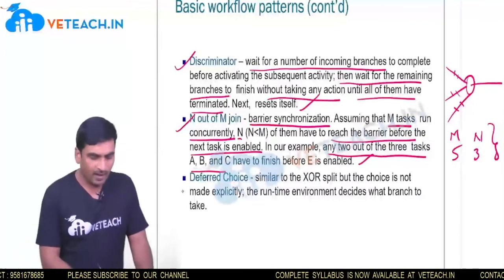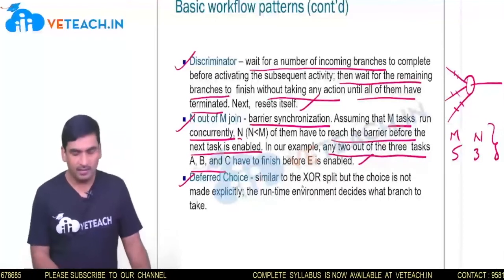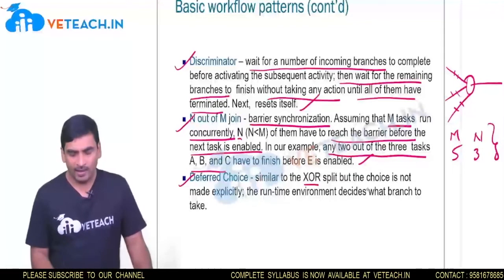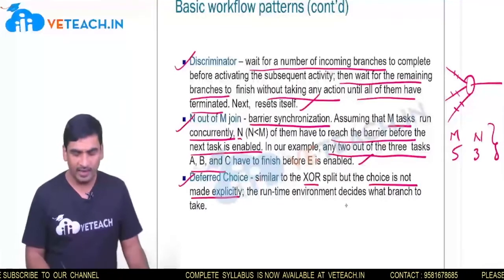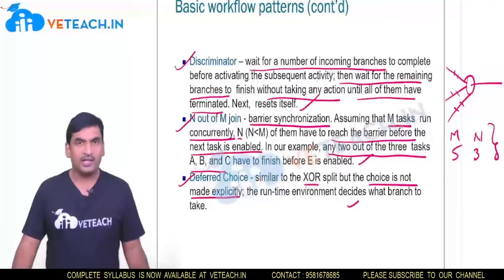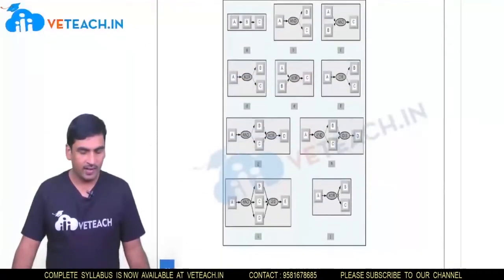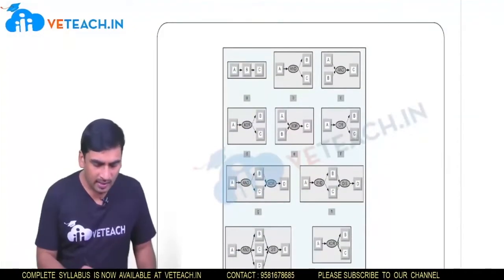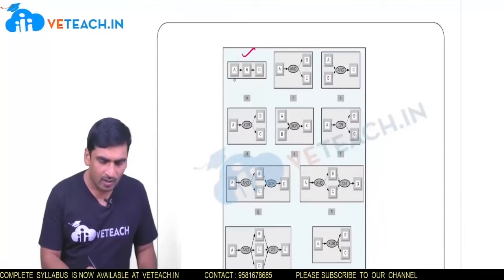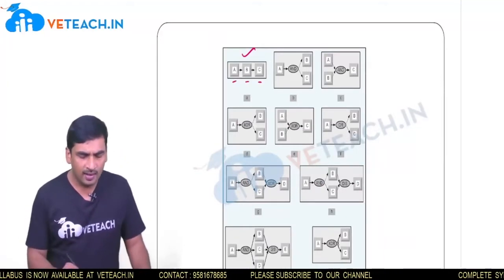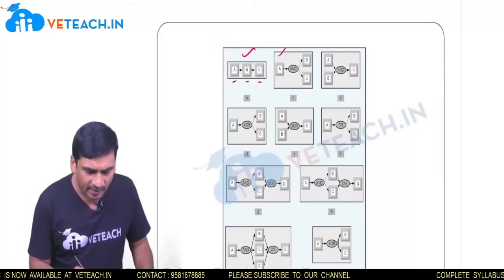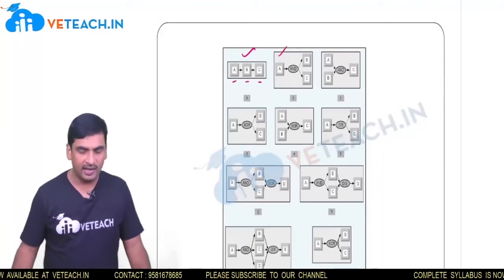Deferred choice. This is similar to XOR split, but the choice is not made explicitly. The runtime environment decides what branch to take. See here. The first one, sequence: A, B, C are carried out sequentially, one after the other.